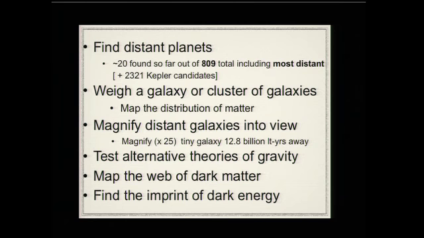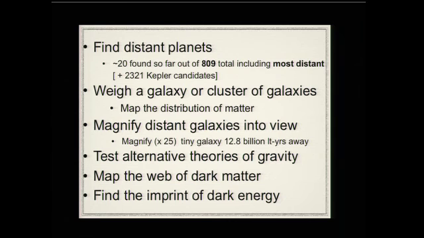You can find distant planets. So far, and I just checked this again today because the number keeps going up, there are 809 confirmed planets outside our own solar system. And there are another 2,321 Kepler candidates that we expect probably 90% of those will ultimately be confirmed after more observations. And of those, about 20 of them have been found with something you've probably heard very little about, using this lensing property, and I'll talk about that in a little bit because it's an interesting story.